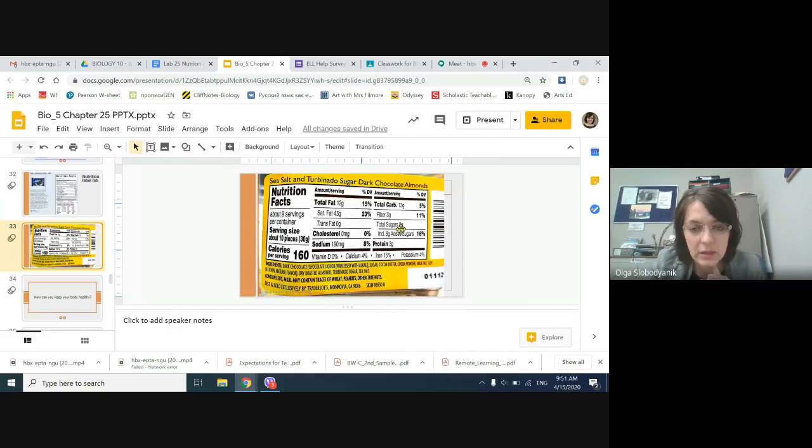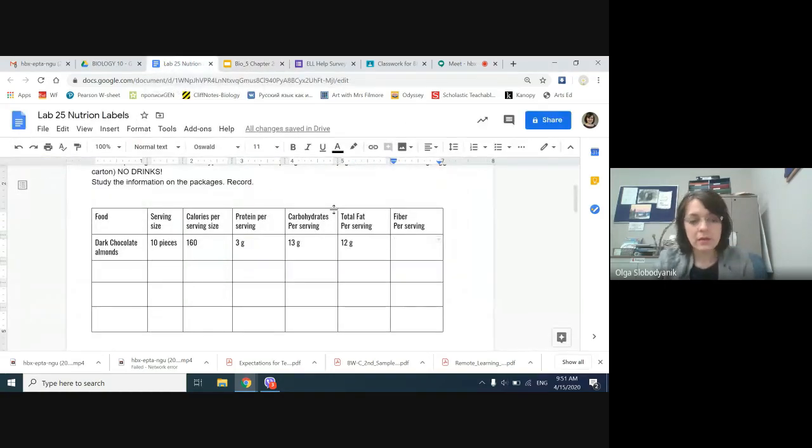Usually it would be under carbohydrates. Fiber, there we go. 3 grams of fiber in 10 pieces of those chocolates. That's still something. Okay, so you will get this information and then you will do the same thing for the next food, for the next food, and for your fourth food.